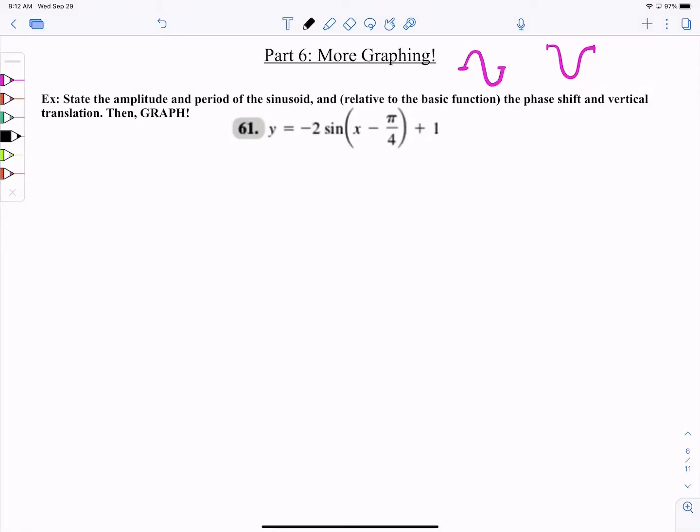Hey everyone, now you're ready for the big boy, big girl stuff, okay? So let's get started on graphing with transformations. Now, if you can do descriptions first, that'd be really helpful.